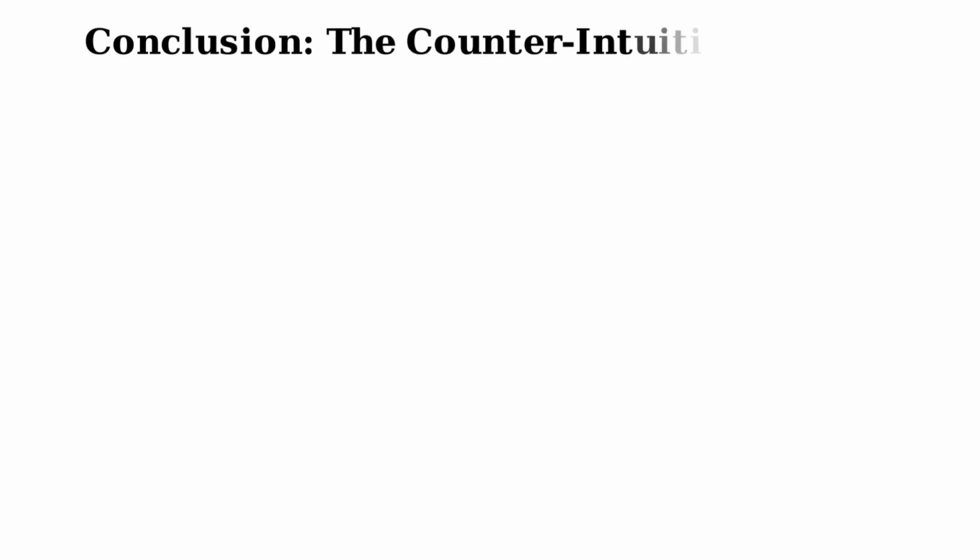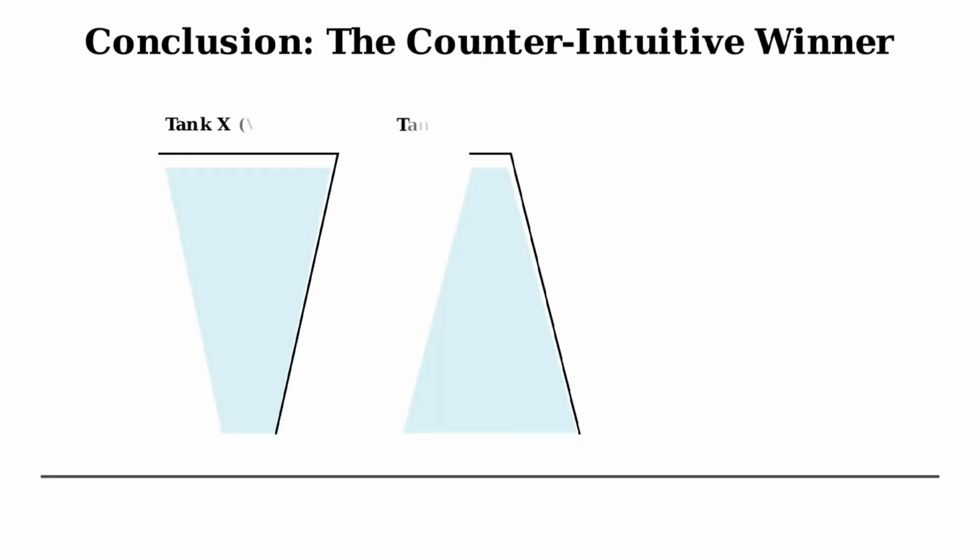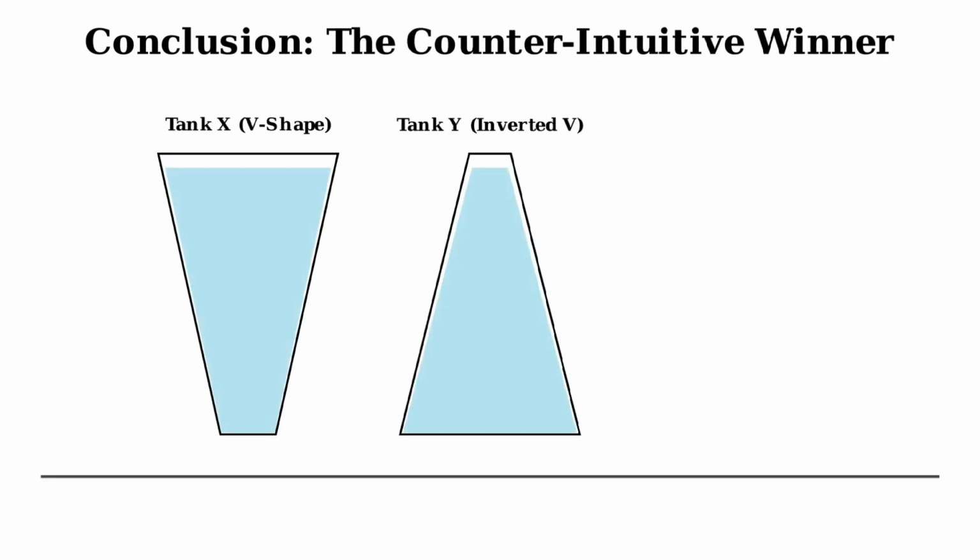Now, here is the critical conclusion that many people miss. When you first watch both tanks drain, your eyes tell you that tank Y, the inverted V, is losing water faster. Its water level plummets rapidly because the narrow top offers very little cross-sectional area. The height h appears to collapse almost immediately. So your instinct says, tank Y must empty first, but that instinct is wrong.